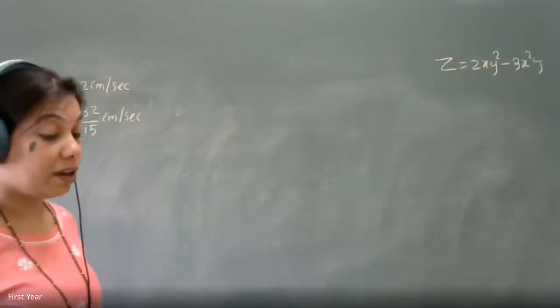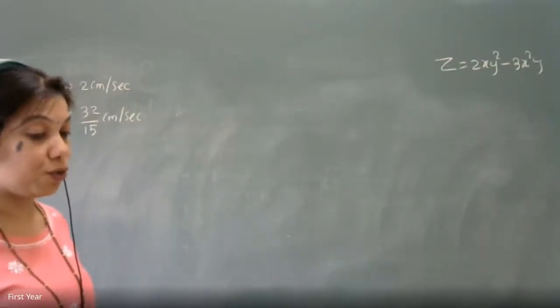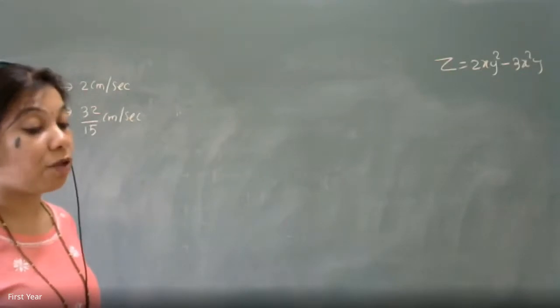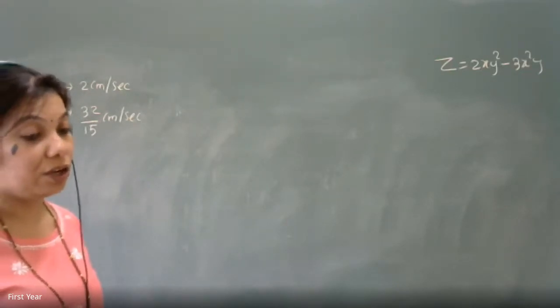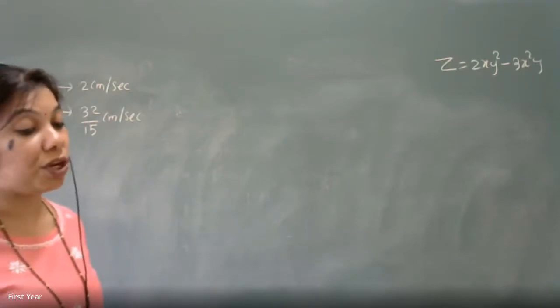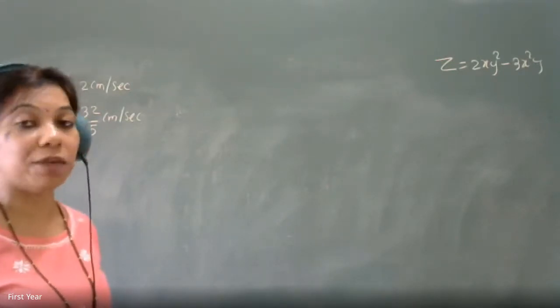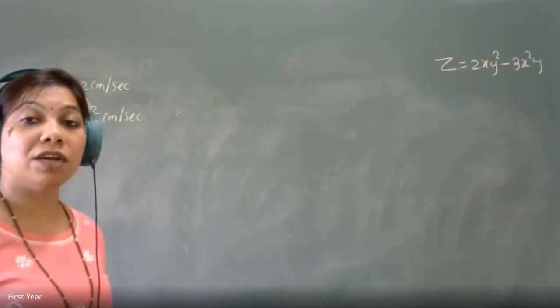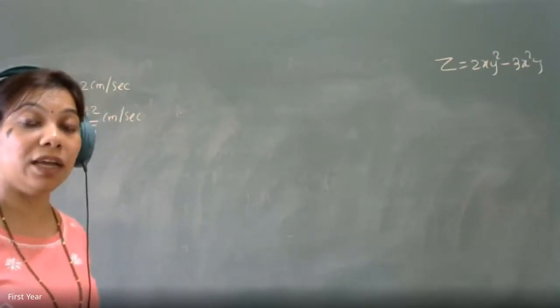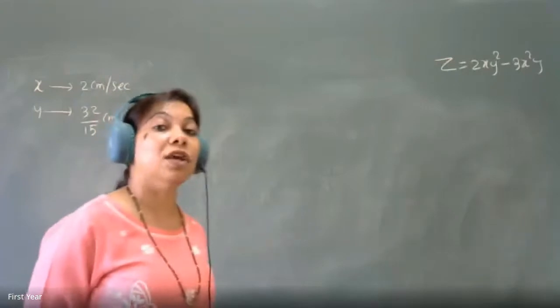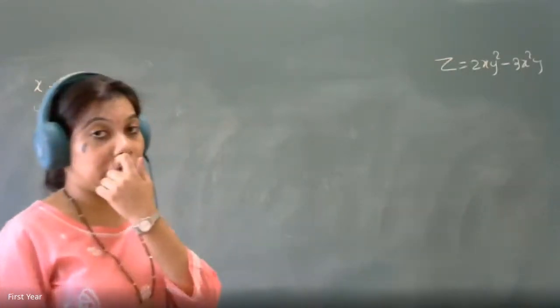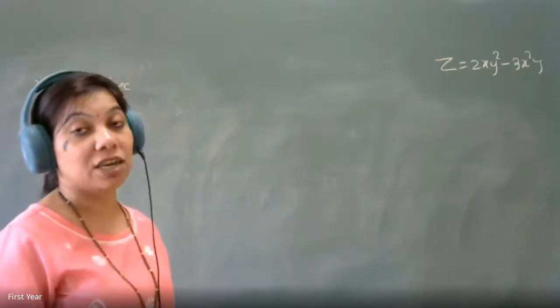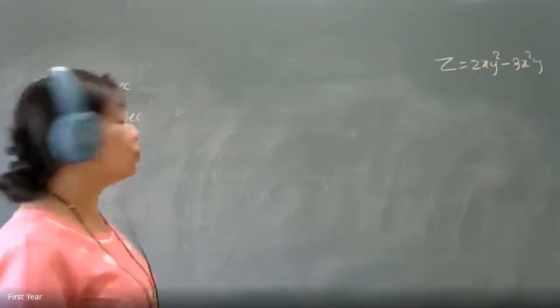Correct. Very good. This is what we have understood, that Z should remain constant, for which the change in Y will be negative, decreasing. So it will be negative. 32 by 15, that value also they have given. That means they have given you the answer. They have said to prove that the rate of change in Y is minus 32 by 15 centimeter per second. Then the rate of change of X is equal to 2 centimeter per second.